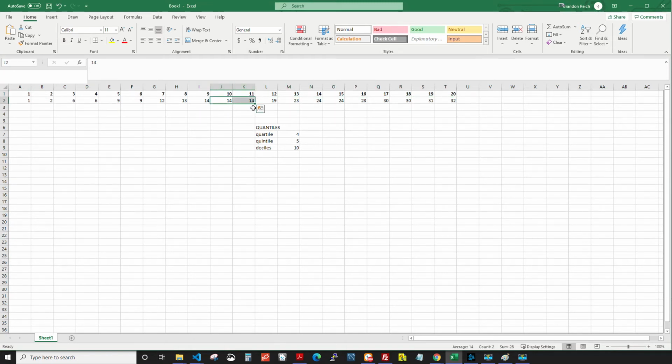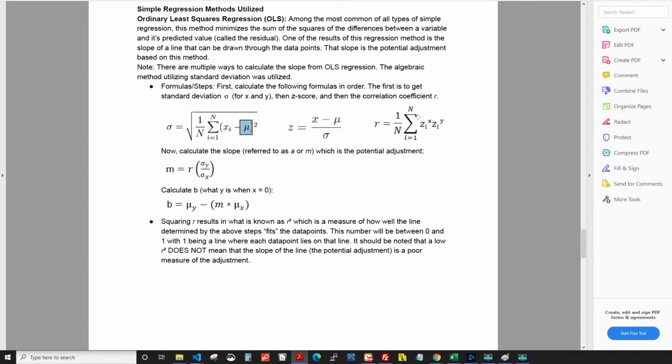It's the dead center of those 20. So what you do is you take the average of those two numbers. Since there's an even number, that's what you have to do, and then you get 14. So that would be the 50th percentile. If it was the 10th percentile, we would go right here and take the average of these two numbers, and we'd have 4. Okay, so now let's go back to ordinary least squares regression.